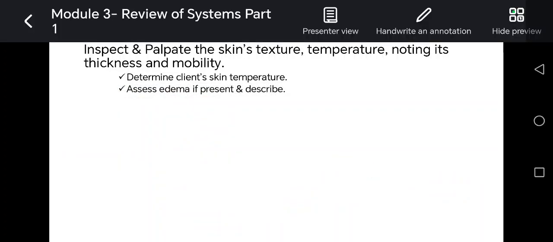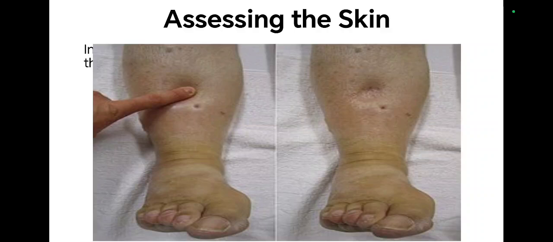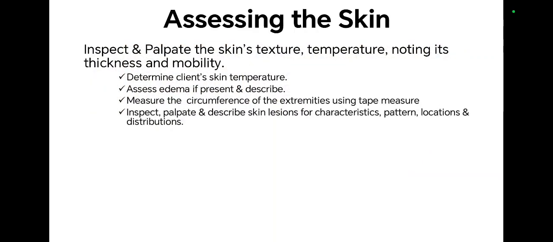So here's an example of a pitting edema. When we say pitting edema, it is a type of edema that causes an indentation, leaving a mark after putting pressure through your fingernail. Okay, so measure the circumference of the extremities using a tape measure, especially if there is an edema, and inspect, palpate, and describe the skin lesions for characteristics, pattern, location, and distribution.